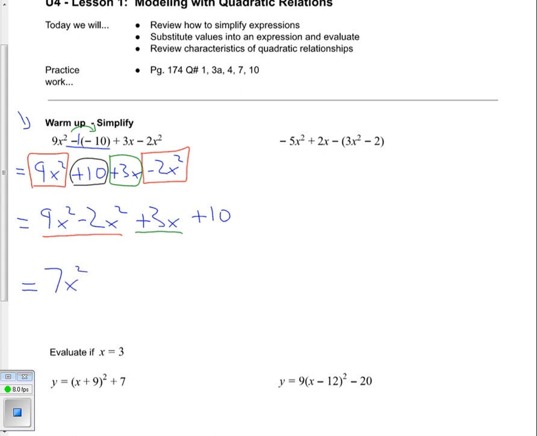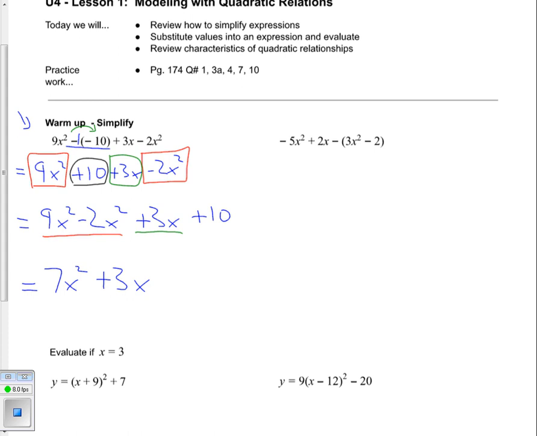Okay, so when you're subtracting or adding like terms with variables and exponents, the variable and exponent stay the same. It's just the coefficient, the number in front of the variable, that's going to change. So 9x squared minus 2x squared gives us 7x squared. The 3x remains the same. It's not being added or subtracted.